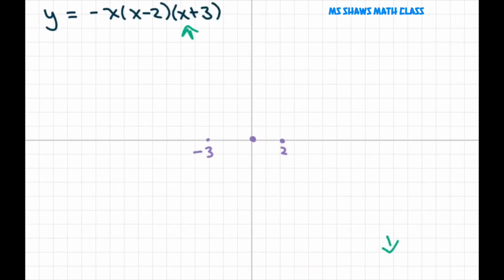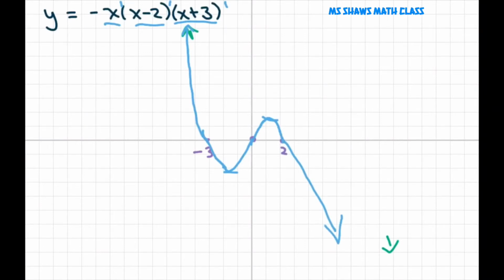So coming from quadrant 2 up here, we go to negative 3. Now at negative 3, our multiplicity is an odd number. So that means we can cross. So just kind of come down and come back up to 0 here. That's also a multiplicity of 1. So we can cross and then kind of come back down. Again, we're not going to worry about how far up or down to go there. And then at 2, we also have an odd multiplicity. That means we can come down here. So there's a general form of your graph.